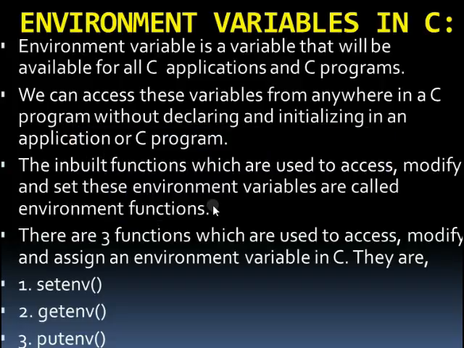So next we are going to talk about environmental variables in C. Environmental variables in C are available for all C applications and C programs. We can access these variables from anywhere in a C program without declaring or initializing them in the application or C program. The inbuilt functions which are used to access, modify and set these environmental variables are called environmental functions. There are three functions which are used to access and modify.